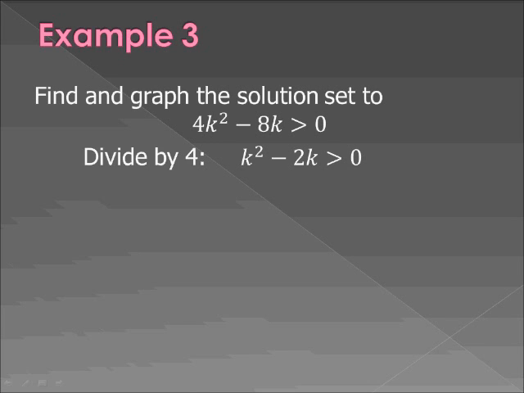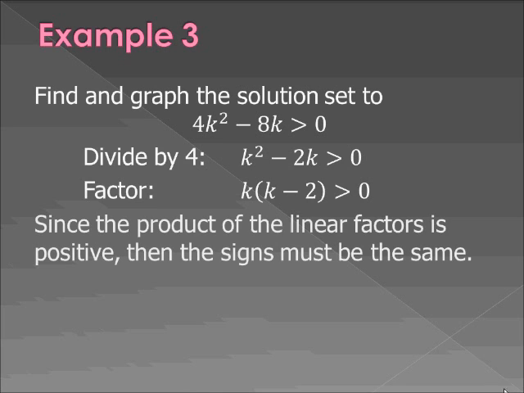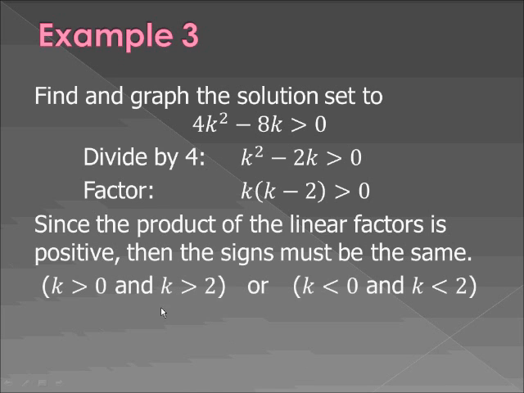So you're left with now k squared minus 2k is greater than 0. Now we factor out a k. K times k minus 2 is greater than 0. Because we have a greater than sign, the signs of both k and k minus 2 must be the same. So if k is positive, in other words, if k is greater than 0, then this one also has to be positive and k has to be greater than 2. Or if k is negative, this quantity k minus 2 must also be negative. That's true when k is less than 2.